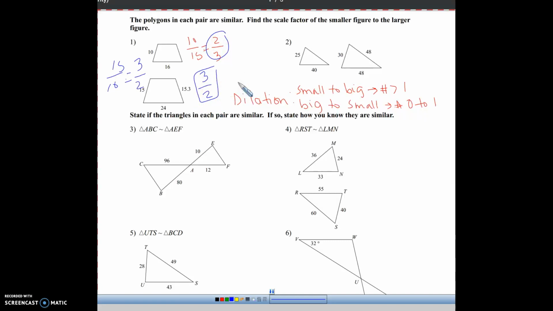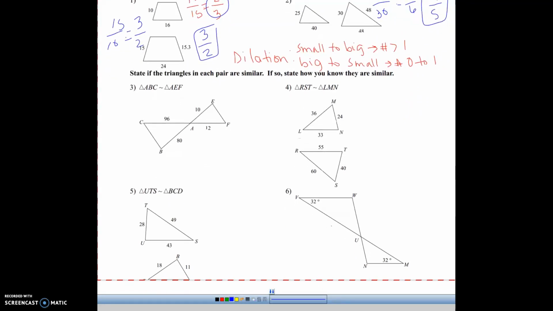So on number 2, again, we're going from small to larger. Okay, if you go from small to large and say you do 25 over 30, again, it doesn't matter which set of corresponding sides you do. I can reduce that by 5. That is 5 over 6. If I'm getting bigger, it has to be bigger than 1. So I know that all I'm going to need to do is flip it. And so my scale factor is actually 6 over 5, because 6 over 5 is 1 1/5, which is bigger than 1. So don't forget that rule for dilations that we talked about back in the first 9 weeks.